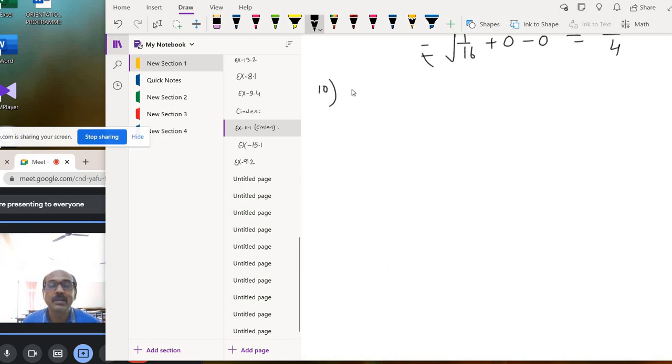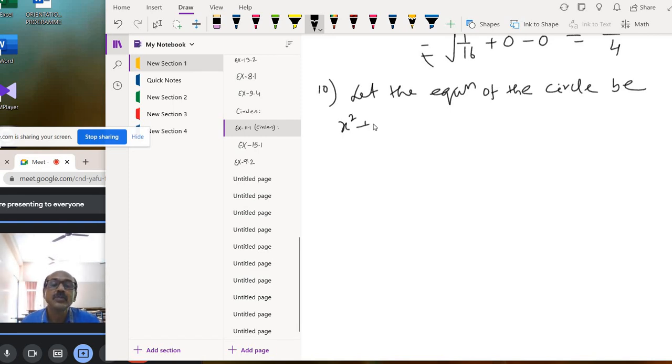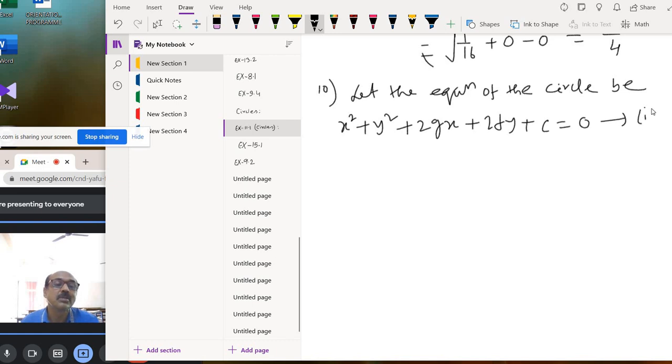So first you take the equation. Let the equation of the circle be x square plus y square plus 2gx plus 2fy plus c equal to 0. This is equation number 1.